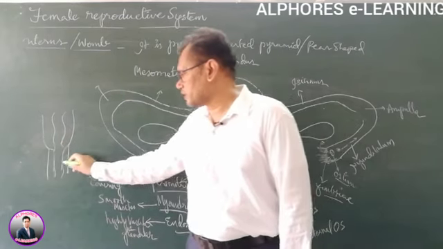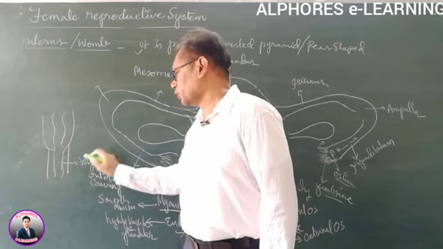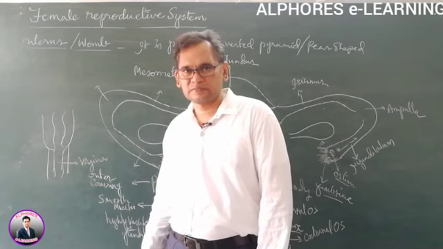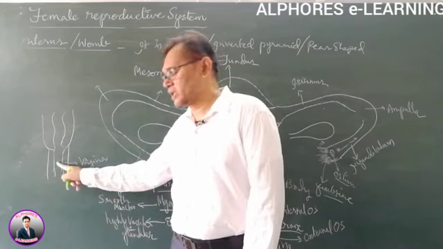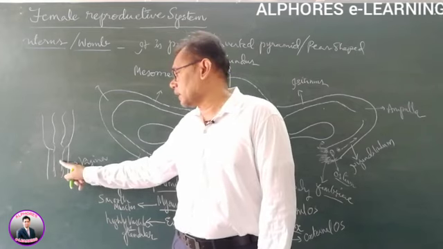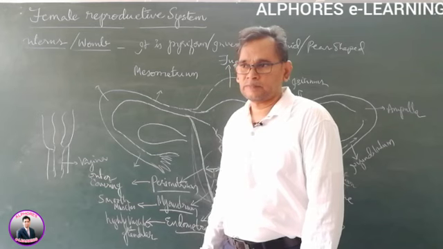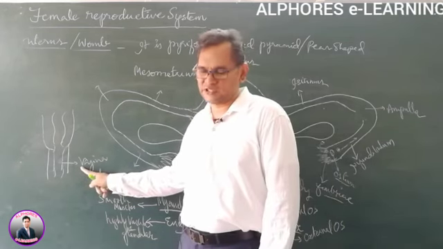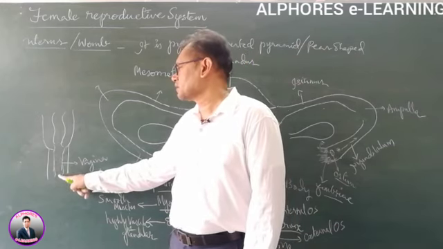Now this is the vagina. The vagina is highly muscular, without any glands, a bag-like organ which receives the penis during copulation. It means this is the copulatory organ in the female. The vagina is the copulatory organ in the female which receives the penis.